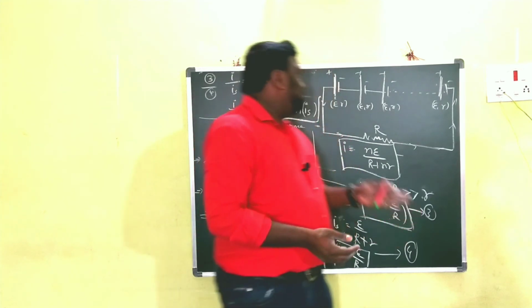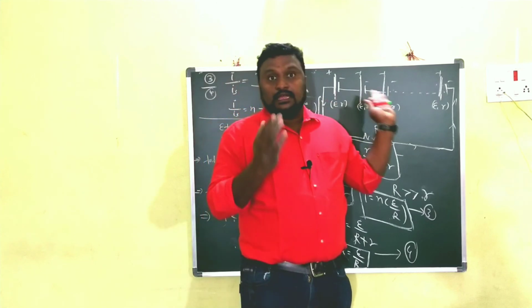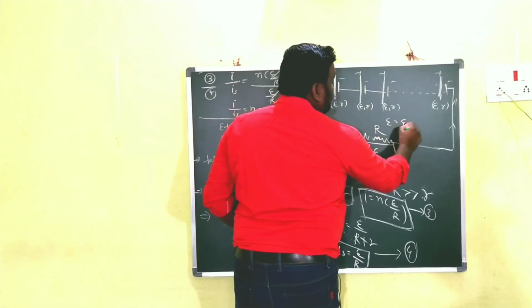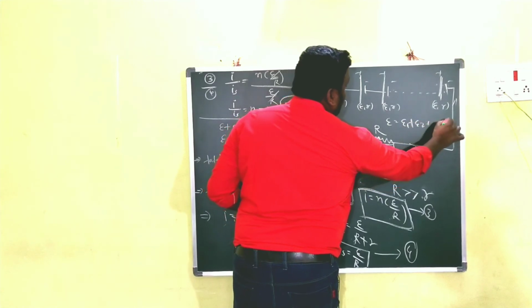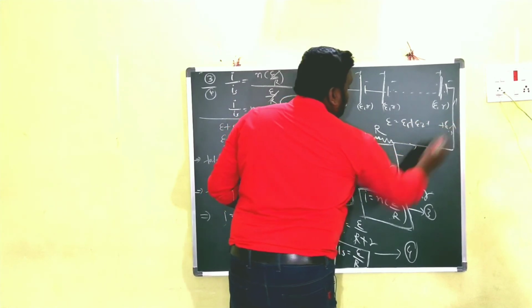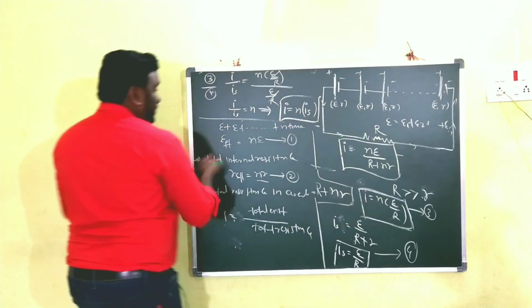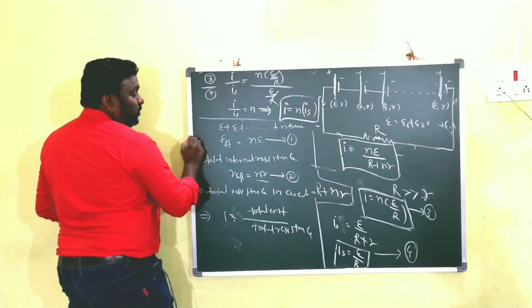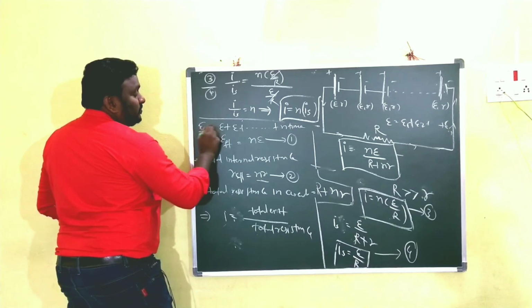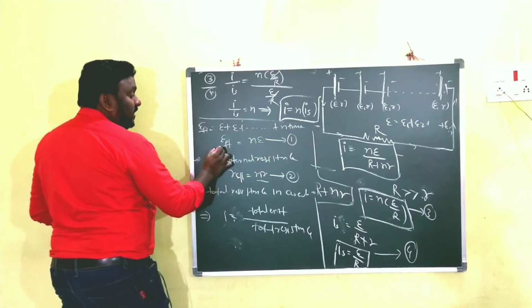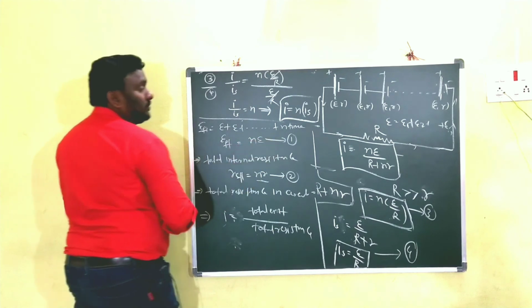Already each one is epsilon, so we write the formula like this: epsilon equals epsilon 1 plus and so on up to epsilon n. Since each one is the same epsilon value, the total EMF is epsilon plus epsilon and so on n times. Then what do you get? Epsilon effective is equal to n epsilon.